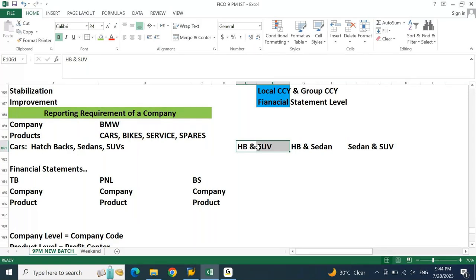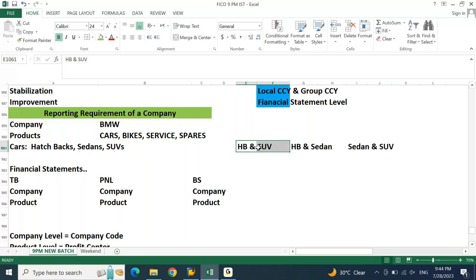But when we talk about the profit center level report, we should always consider the trial balance, P&L, and balance sheet. For SAP FICO, I cannot generate a trial balance, correct? Yeah. I can generate a trial balance for SAP overall, because I can classify on SAP, this is my investment, this is my cost. You got my point?